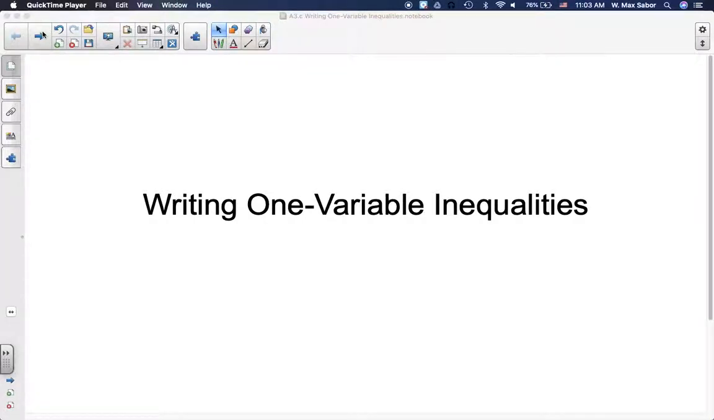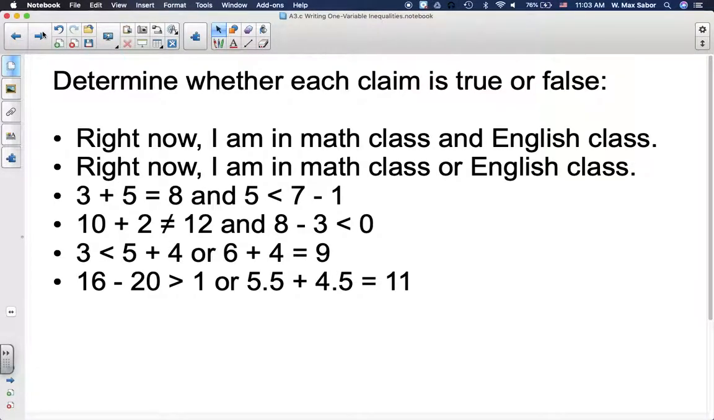Writing one variable inequalities. For each of these statements, it's really important that you understand the difference between "and" and "or." If you're in math class and English class, well, this is always false. You're never going to be in math class and in English class. If you're watching this video, you can think you're in math class. I'm in math class or in English class. That's true.